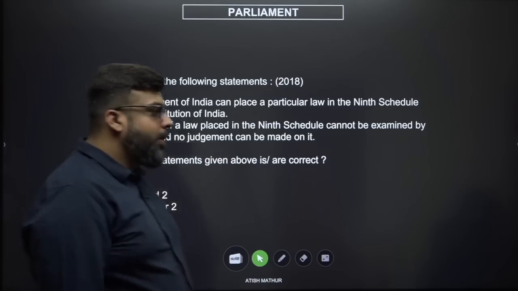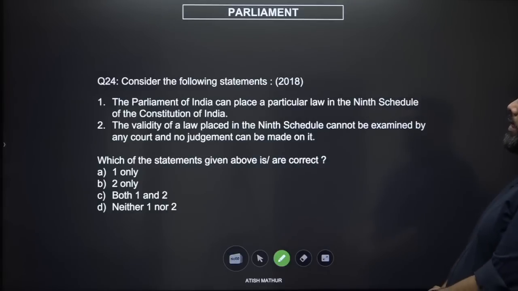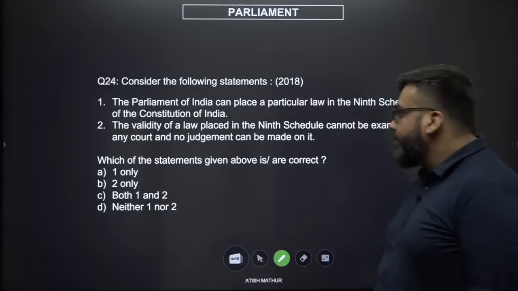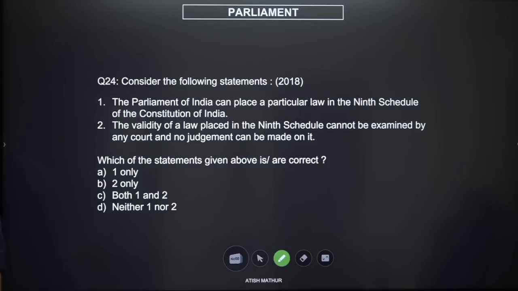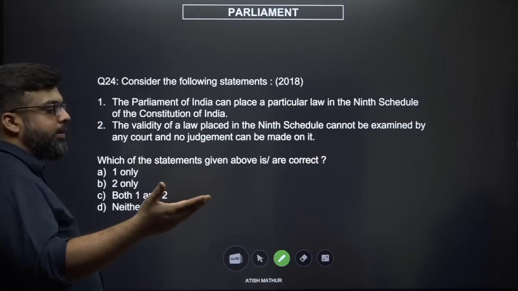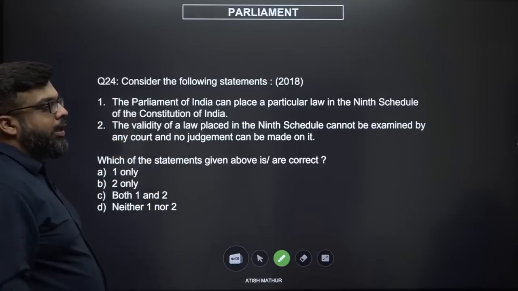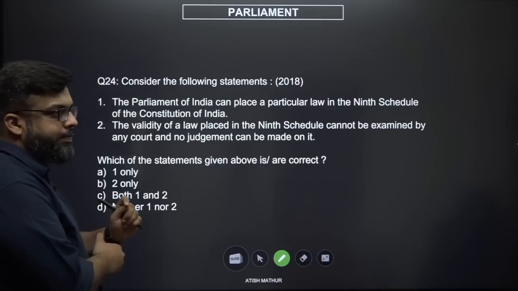Question number 24. Consider the following statements. The Parliament of India can place a particular law in the 9th schedule of India. The validity of a law placed in the 9th schedule cannot be examined by any court, or any judgment cannot be made on it. Now, this question is a simple question that you could have done from your understanding of the Kesavananda case and the Minerva Mills case, and then of course later cases also, right? So let us see how we could do this, right?